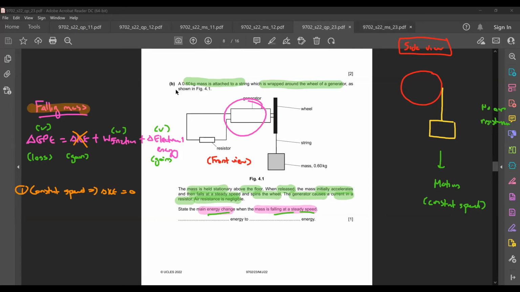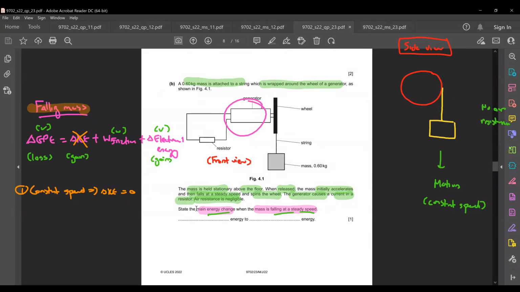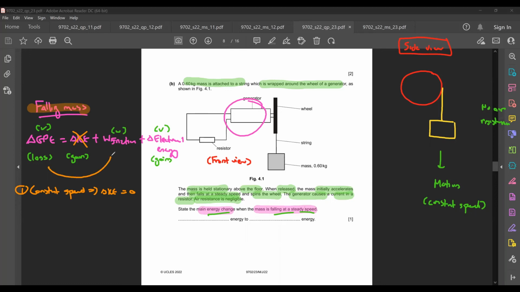So let's just see what the marking scheme says. You have gravitational potential energy as well as work done against friction. But here they call it to all. They didn't say what the forms of energy change were. They say the mean energy change when the mass is falling at a steady speed. Okay, meaning to say it's talking about GPE to friction. Okay.